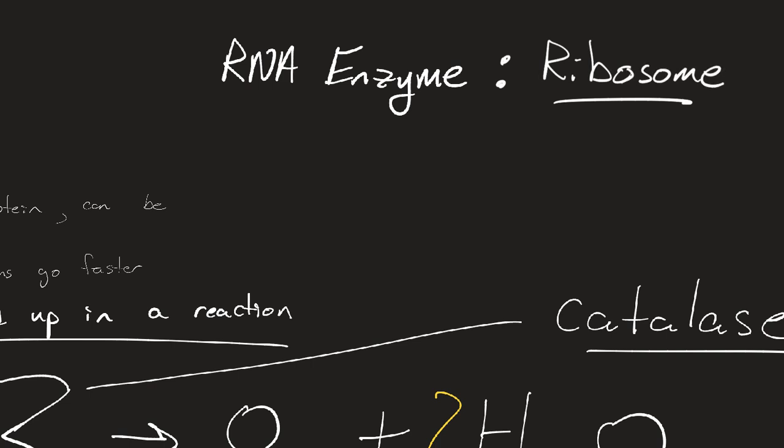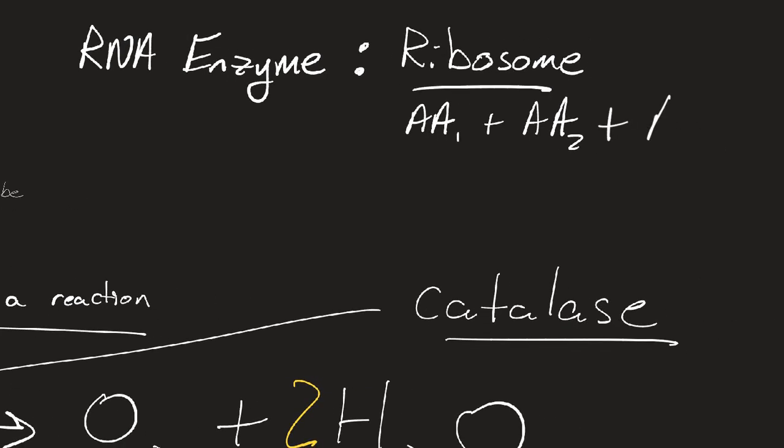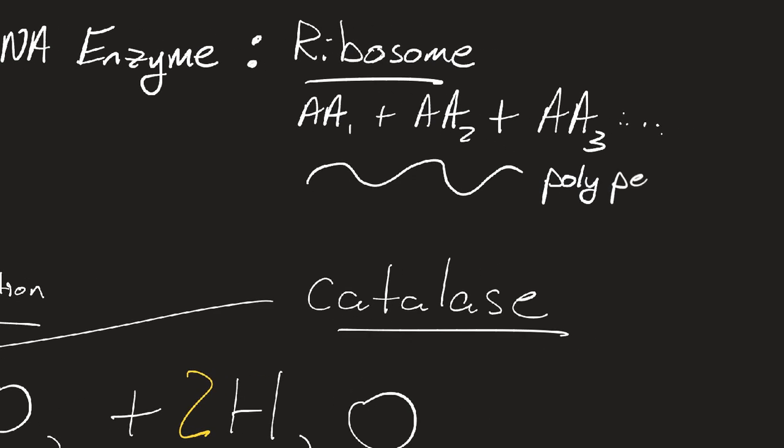And the reaction that it speeds up is amino acids. Remember, there's a bunch of amino acids in a long chain, taking amino acids and making them into a protein, a polypeptide. So you're linking the amino acids together. That's what ribosomes speed up.